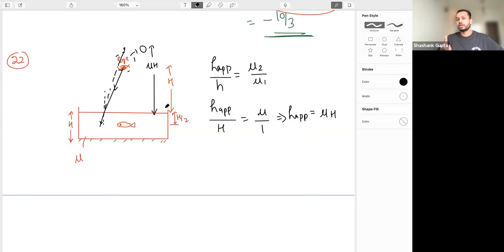I won't explain it again, because we'll have to add the second part. So H plus H by 2, what is H plus H by 2? It is mu H that is coming now. First, I'm not talking about the answer. No, not the answer. I'm saying only the image of this eye because of this refraction. Can I say it will be at a distance mu H?